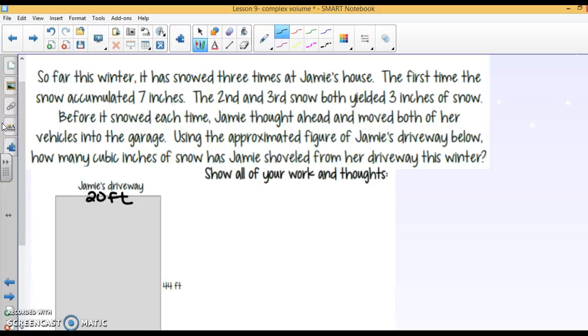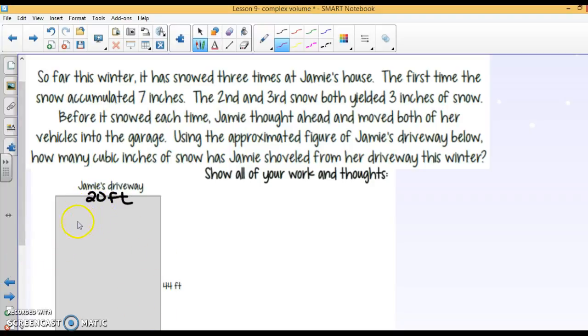All right, well, think about this. Her driveway is 20 feet by 144 feet. When it snows, the snow lays on top of this driveway. So aren't we really talking about volume of a rectangular prism? And they're talking about inches, because they want us to be in cubic inches. So before I do anything, I'm going to change both of these dimensions to inches.